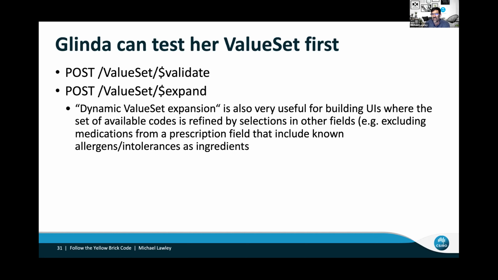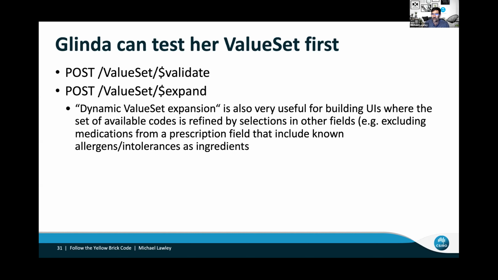But she may not want to actually make this value set definition public yet, so she doesn't want to create it on the terminology server. She just wants to get back the expansion. So to do that, she can actually post the value set definition itself to the expand operation and do what's called a dynamic value set expansion. So the terminology server receives that value set definition, interprets it on the fly, identifies all the appropriate matching codes, and returns the expansion.